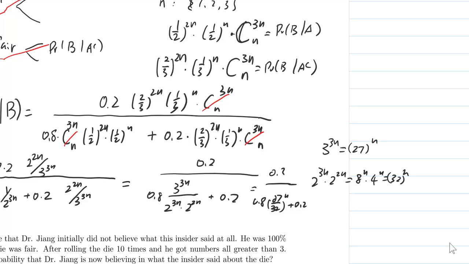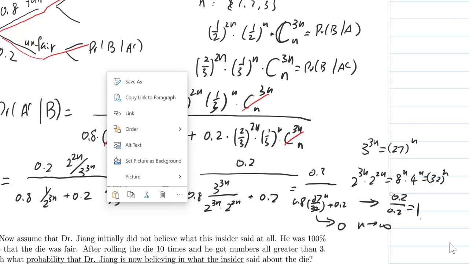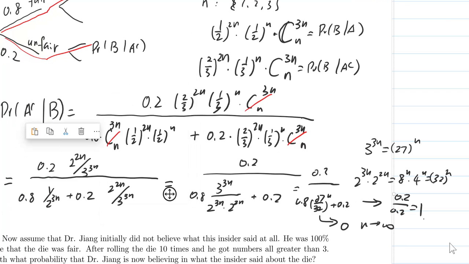And we see this number over here goes to 0 when n gets large, right? So this probability goes to 0.2 over 0.2, and it's going to be 1. So when n becomes large, the probability is approaching 1, that we should believe that this die is unfair with a 2-to-1 ratio, favoring bigger numbers.